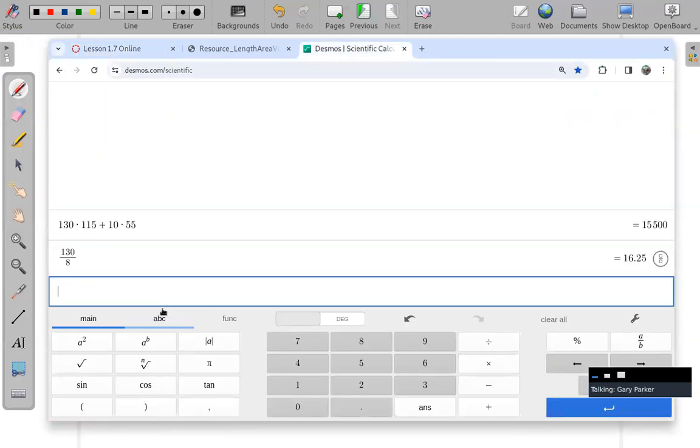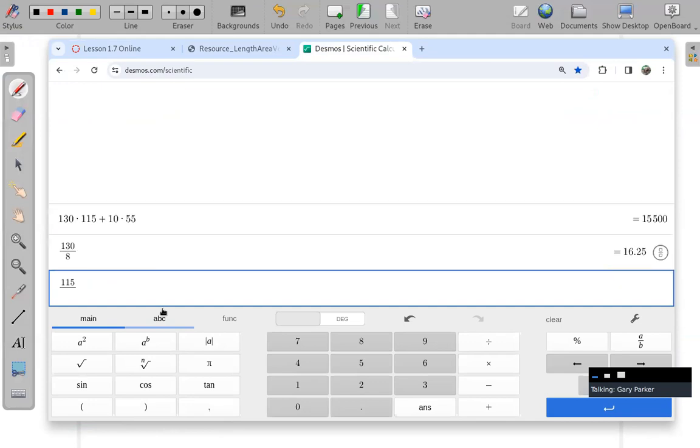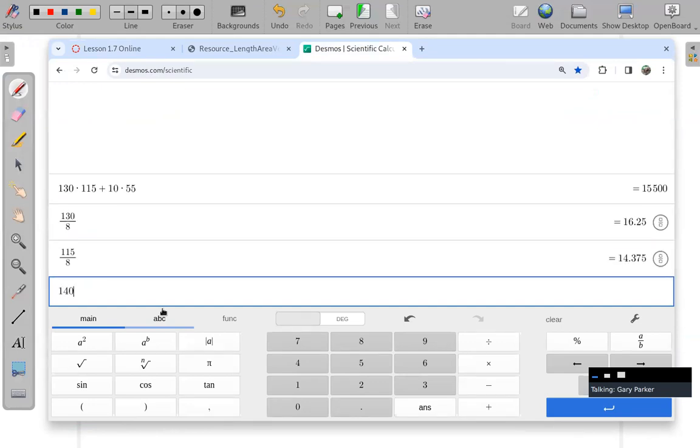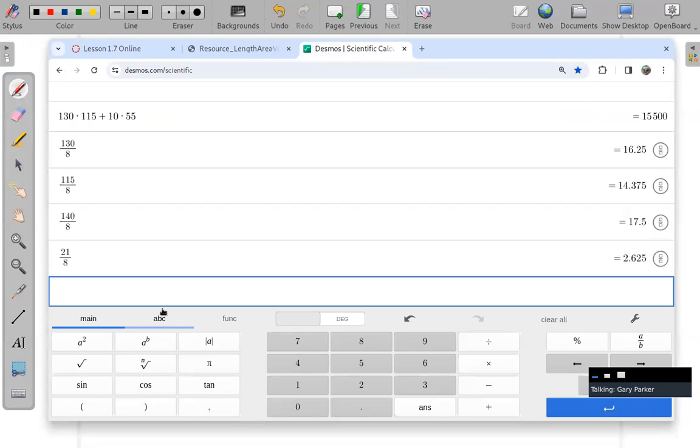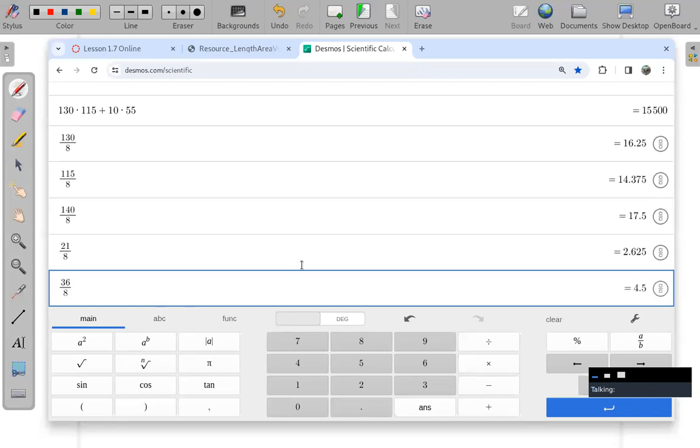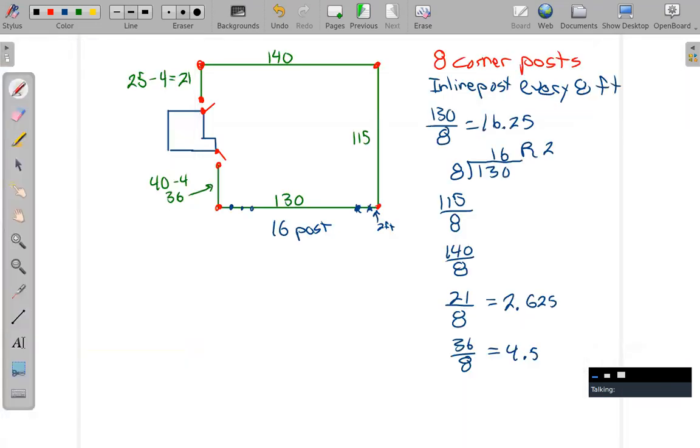So we need the 115 divided by 8, and we need the 140 divided by 8, and we need the 21 divided by 8, and we need the 36 divided by 8. All right, so that tells me I'm going to need 14, 17, 2, and 4. And again, I only really care about the whole number. The remainder is not a big deal. So this one was about 14 posts. And I don't want to round up because that'll give me too many posts.